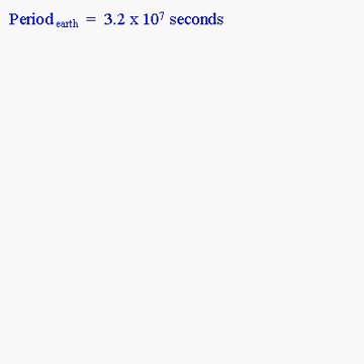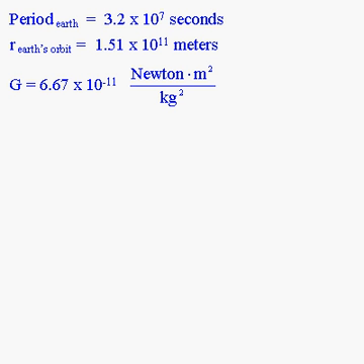This example illustrates how you can measure the mass of other things in the solar system and in fact other things in the universe. We start with things that can be observed. For example, how long it takes the Earth to rotate around the Sun, 3.2 times 10 to the 7 seconds. That's a year. The radius of the Earth's orbit, 1.51 times 10 to the 11 meters. And the gravitational constant, 6.67 times 10 to the minus 11 Newton meters squared per kilogram squared. Using that information, we can determine the mass of the thing that the Earth is orbiting, the Sun.